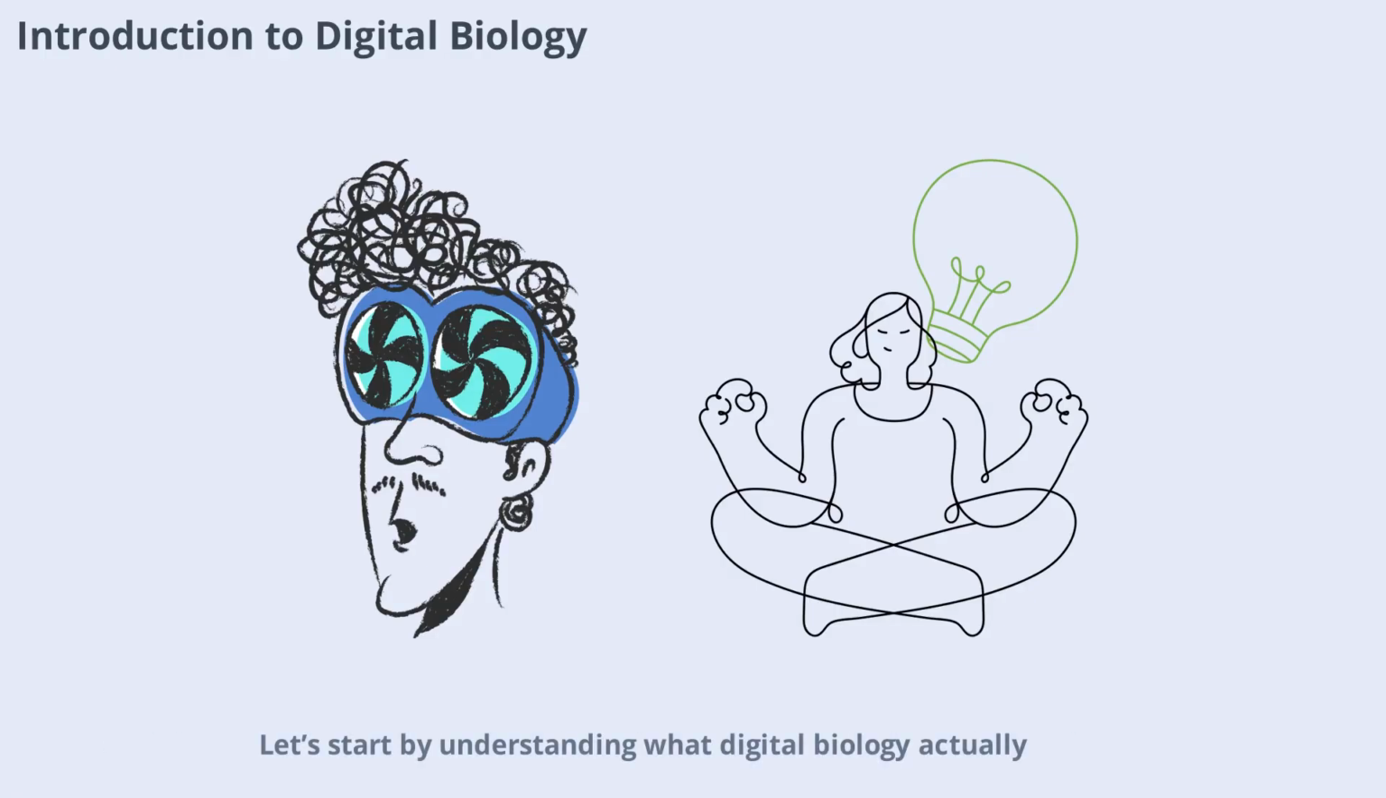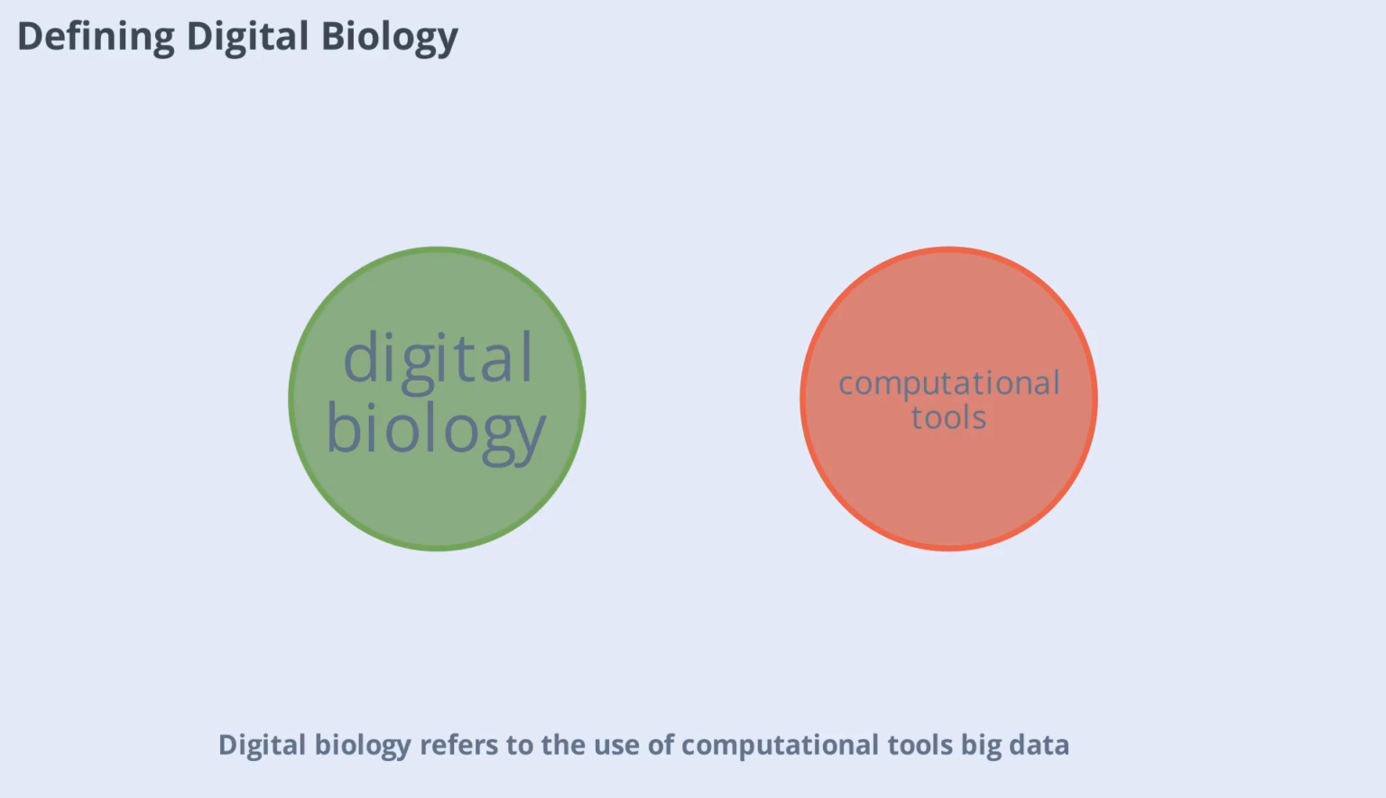Let's start by understanding what digital biology actually means and why it's such a hot topic today. Digital biology refers to the use of computational tools, big data, and artificial intelligence to analyze, simulate, and manipulate biological systems. This field covers everything from gene editing and synthetic biology to personalized medicine and digital health records. As digital biology grows, it's reshaping how we approach research, diagnosis, and treatment. But with these new capabilities, we must also consider the ethical implications of collecting, storing, and using sensitive biological data.